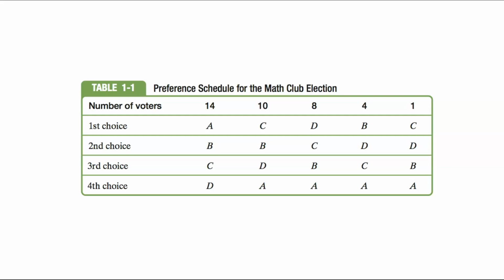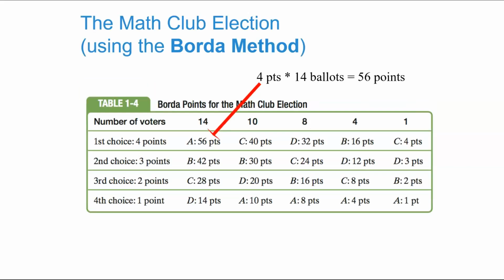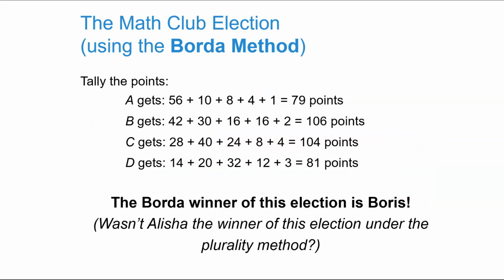So this was our preference schedule. And then we assign each place a number of points. If you check this out here, A has 14 first place votes, and they get 4 points for each of those. We go from there. C had 10 first place votes at 4 points, so they get 40, and so on and so forth. That's how you calculate that out. Then you tally up all your points for A, B, C, and D. I recommend pausing the video here and going back, making sure you see how all those got tallied. And then you can see with the Borda count, the winner is actually Boris.